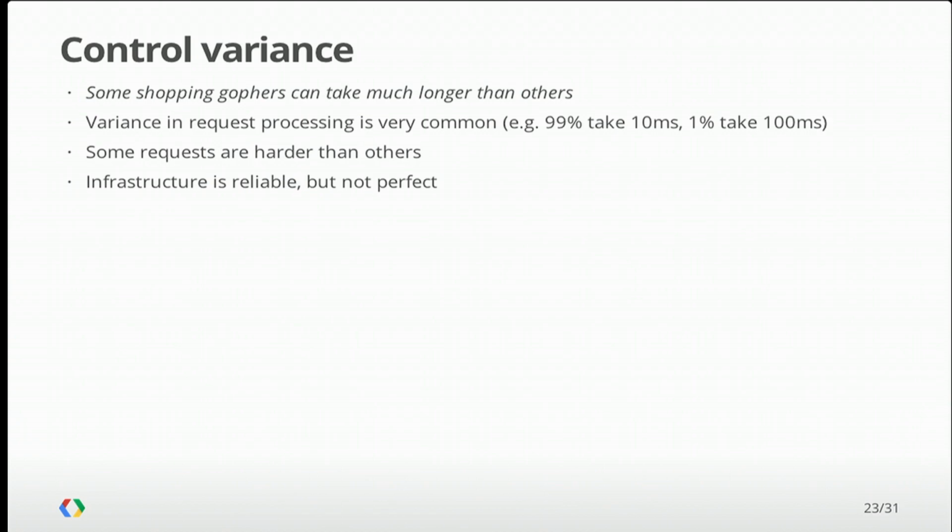The next technique I want to talk about is controlling variance. In our Gopher Mart, we have a 10 items or fewer queue, but occasionally a Gopher comes by when they've got a few more than 10 items, if you know what I mean. And while most Gophers might take a millisecond to process, 1 in 100 might take 10 times that. It might take 100 milliseconds, for example.